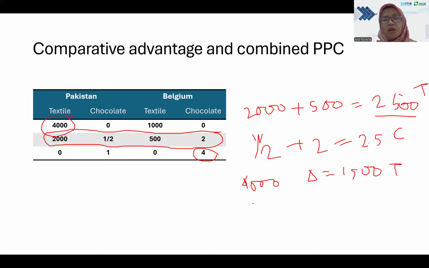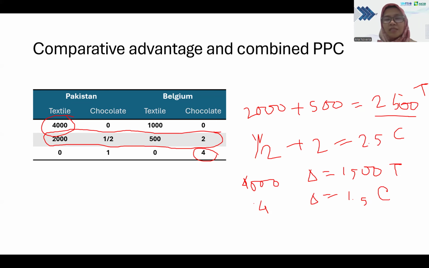4 tons of chocolate. So delta is 1.5 tons of chocolate. So if they trade, they can get benefit from this trade.